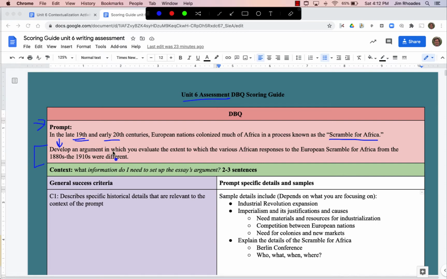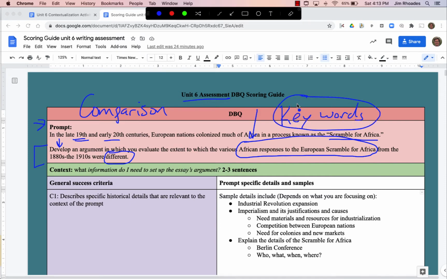So we're always looking for those magic words like this difference. So I know that I am going to be writing a comparison essay. And when I see that, the question I ask myself is, what am I comparing? So I look at this part right here that says African responses to the European scramble for Africa. And that's what we refer to as those key words. And that's really important because when I analyze the documents, it tells me what to look for.